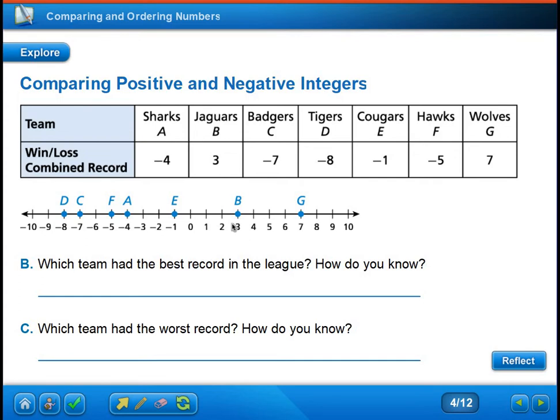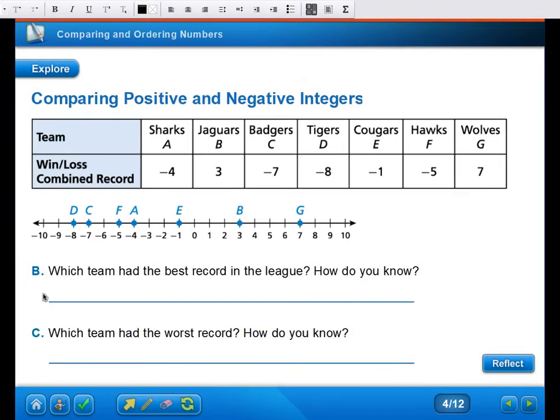Right? So what we're comparing here is 3 and 7. So 7 we know is greater than 3 because if you compare them, 3 only has 1, 2, 3 pieces, and 7 has 1, 2, 3, 4, 5, 6, 7 pieces, making it larger. All right, so if you notice, the team with the best league record is the Wolves.